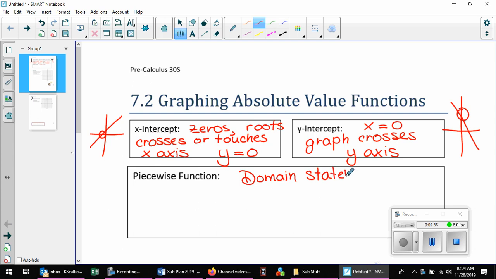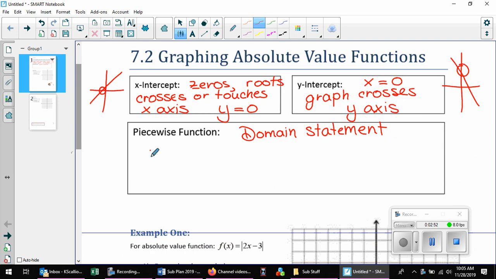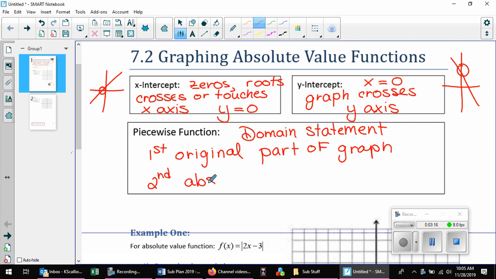You guys know what I mean by a domain statement? Like, x has to be between -3 and +2. Just like we write a domain, right? But we're going to write it specifically about 2 different things about this graph. First part is going to talk about the original. So we're going to break it into 2, and you're going to understand this a little bit better after we graph. So first is the original part of the graph. The second part is the absolute value part.